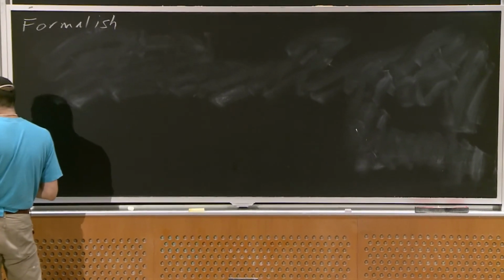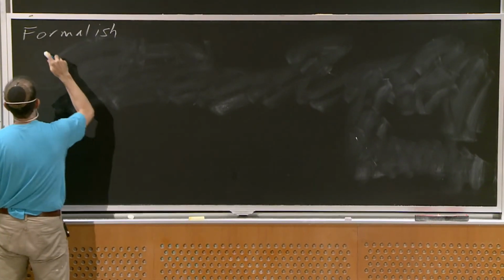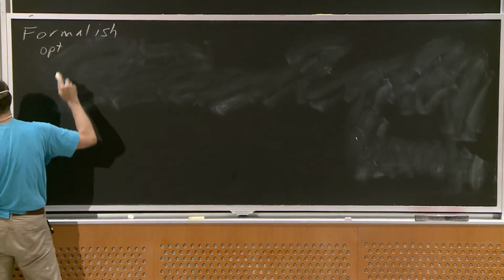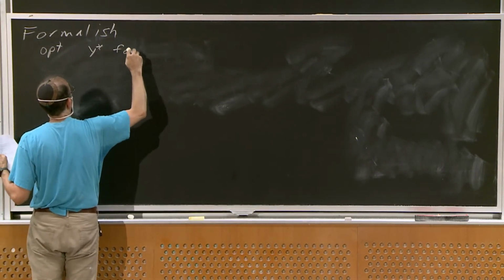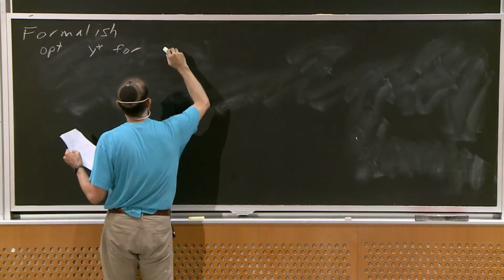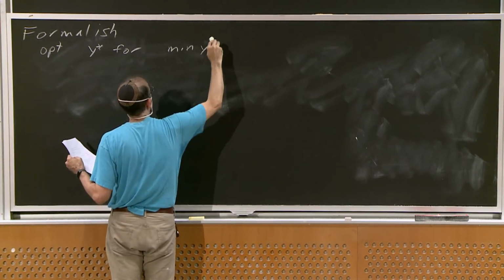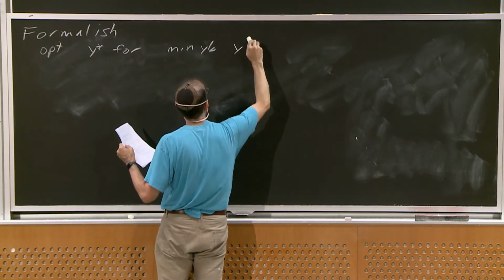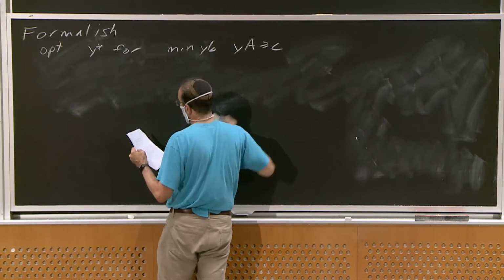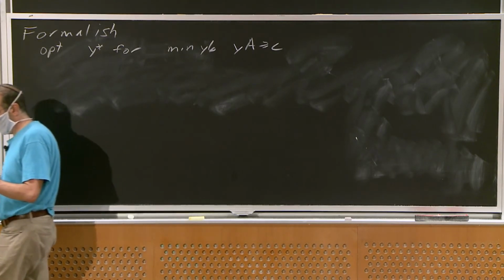Okay? So remember that we've got this optimum, y star, for the minimization problem where we want yA to be greater than or equal to c. Okay?